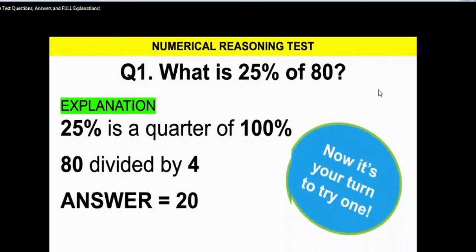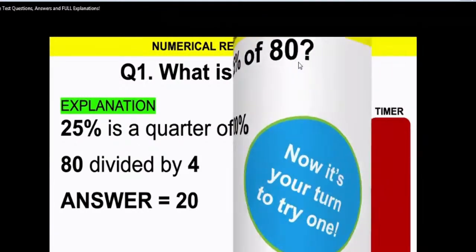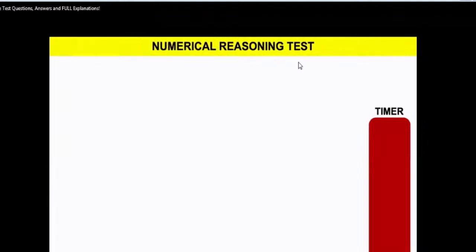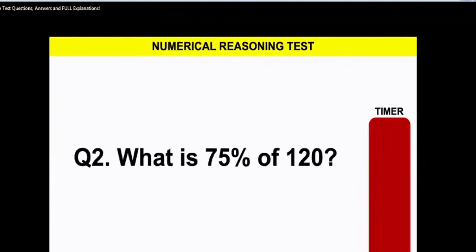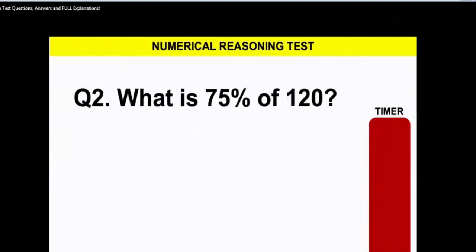So now it's your turn to try one similar to this question. So I'll put the question up on the page, and there's a timer for you to work to. So question number 2. What is 75% of 120? And you have the time it takes that timer to go to the bottom to come up with your answer. Here we go.